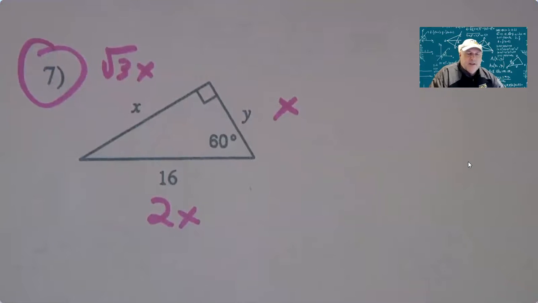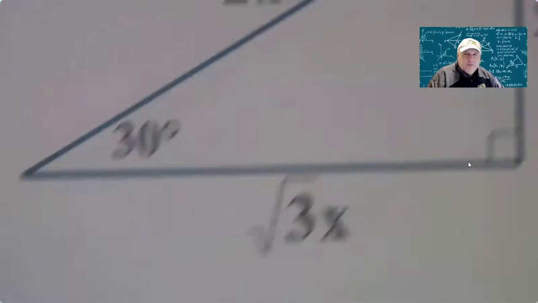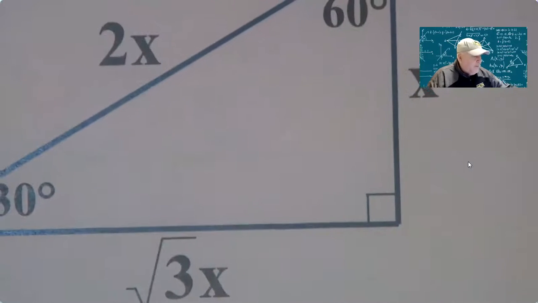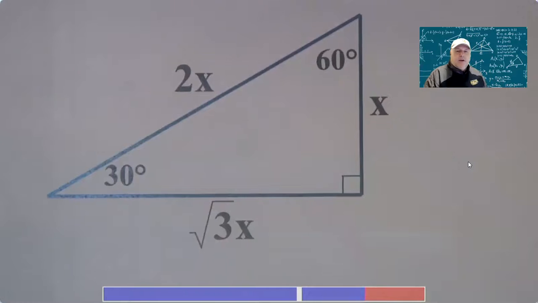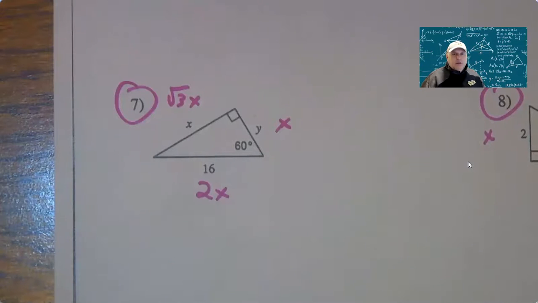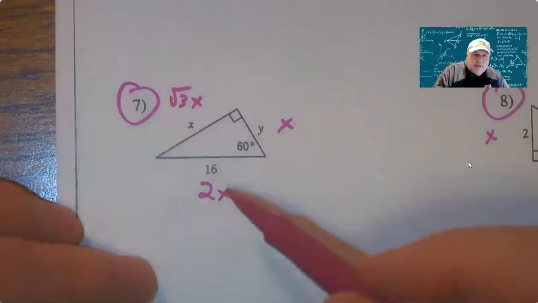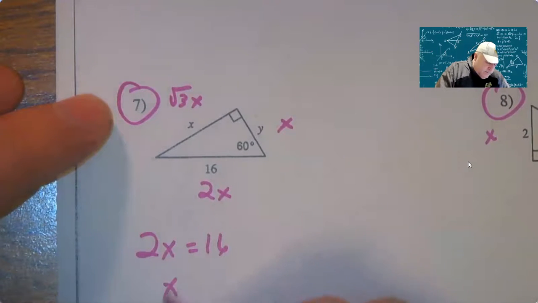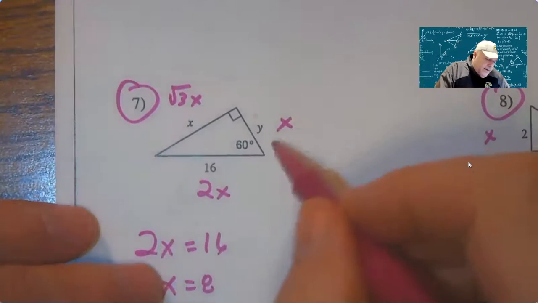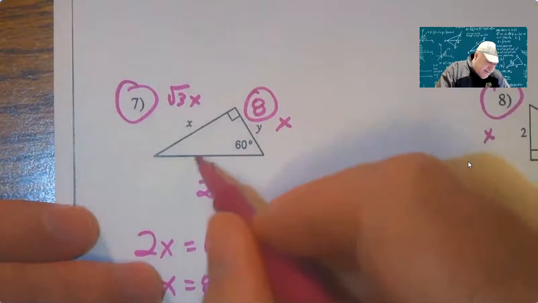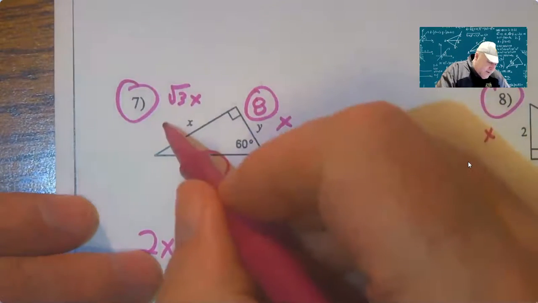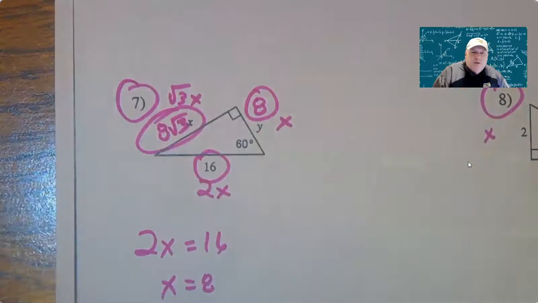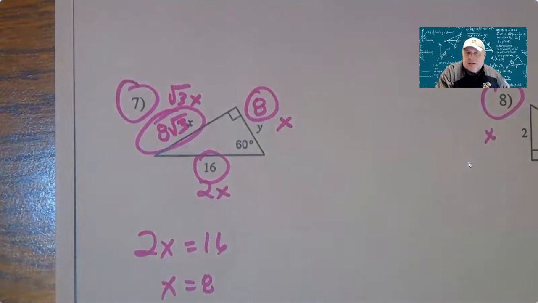So here's one with 30, 60, 90. So with 30, 60, 90, the 2X goes on the hypotenuse. The X goes opposite the 30, and the square root of 3X goes opposite the 60. So I know by looking at this, I can figure out 2X is 16, so X is 8. So that means that this side is 8, that side is 16, and then this side is 8 times the square root of 3. So you have to relabel it with X and then just get all the sides. That's all this is about.